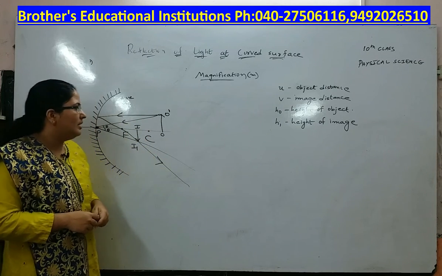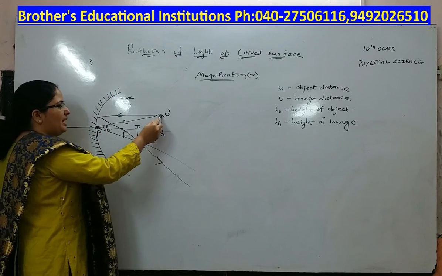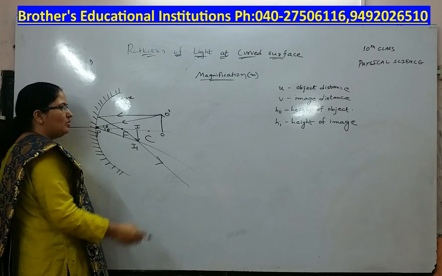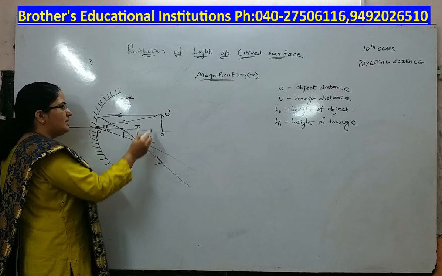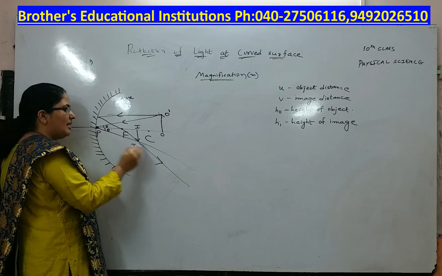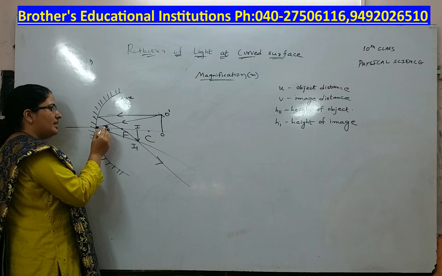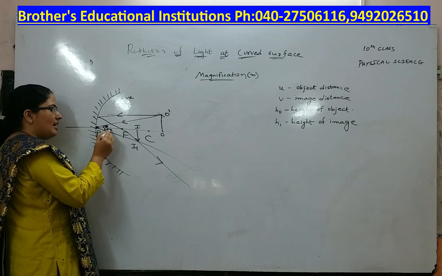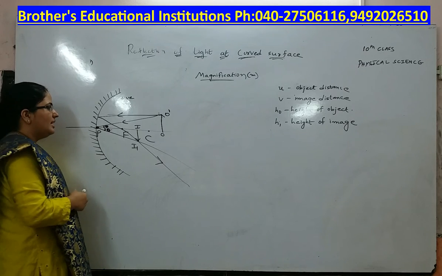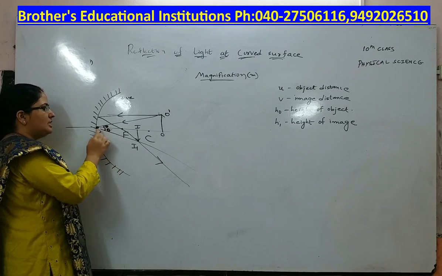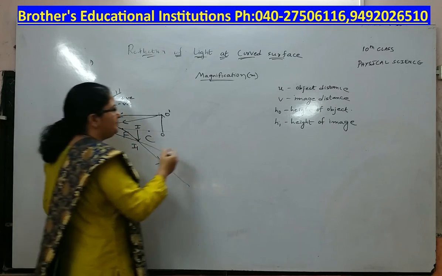Now, let us imagine this is a concave mirror. I am keeping an object here and taking two rays. One ray parallel to the principal axis will come out passing through the focus. The other ray incident on the pole will come out such that the angle of incidence is equal to the angle of reflection. Here I have given theta for both. Now in this figure you can see two triangles, POO dash and PII dash.